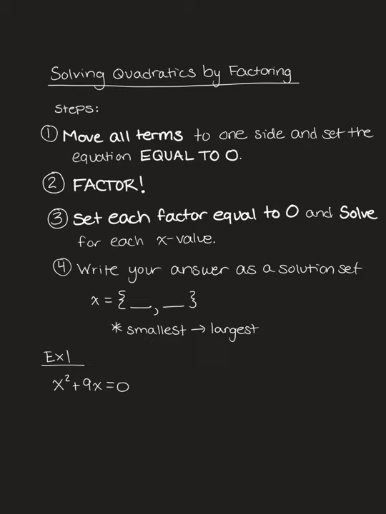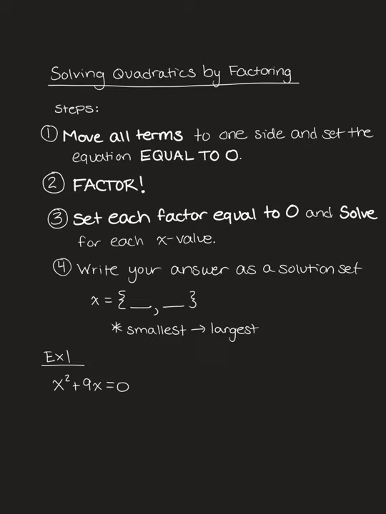So here are your steps. You are going to move all terms to one side and set the equation to 0. Okay, that is your first thing. Then you will factor. Then you will set each factor equal to 0 and solve for each x value. You will write your solution as a solution set. That's with those squiggly brackets, and generally the numbers will go smallest to largest.